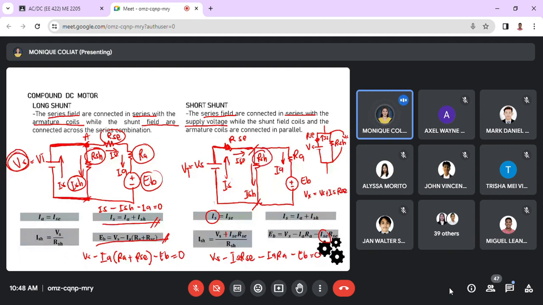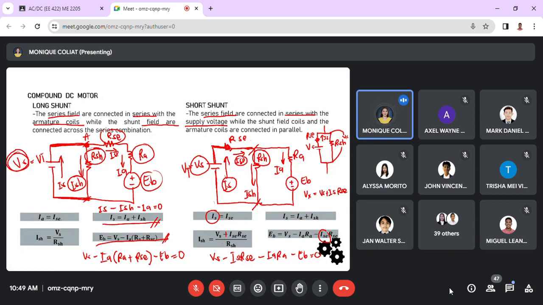Okay, so, di ba, binaliktad lang, galing kay short shunt generator, binaliktad natin, then yan na yung ating short shunt motor. Then, as you can see, yung IS natin, or source current, and ISE are equal. But to get ISH here, hindi na natin magagamit si Vs divided by RSH because they are not equal anymore. The voltage across RSH is not equal to Vs anymore because we have here RSE. So you have to get the equivalent voltage in RSH.